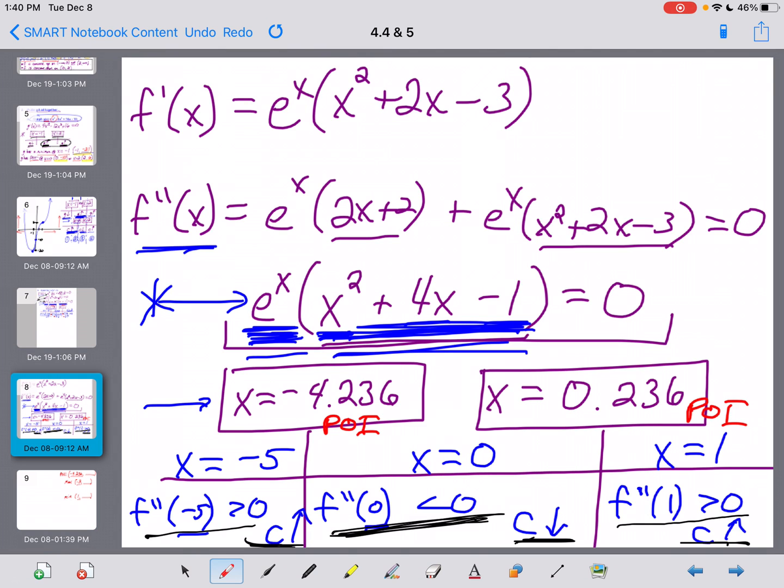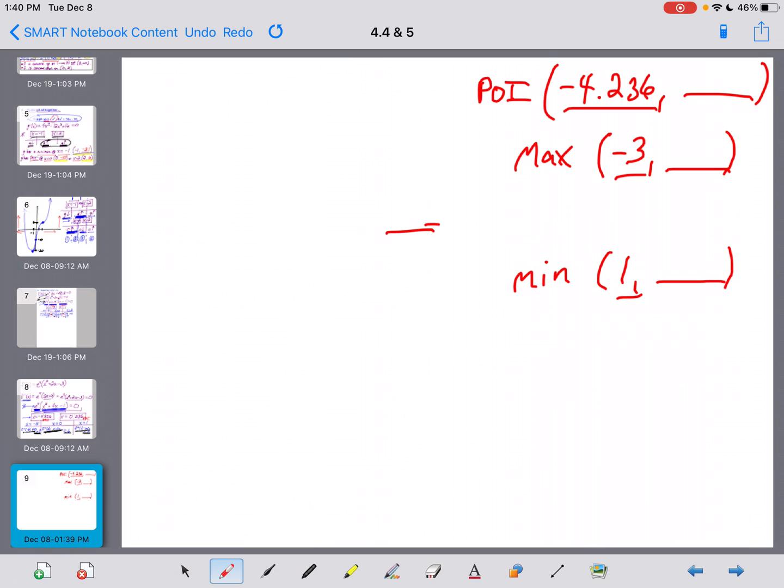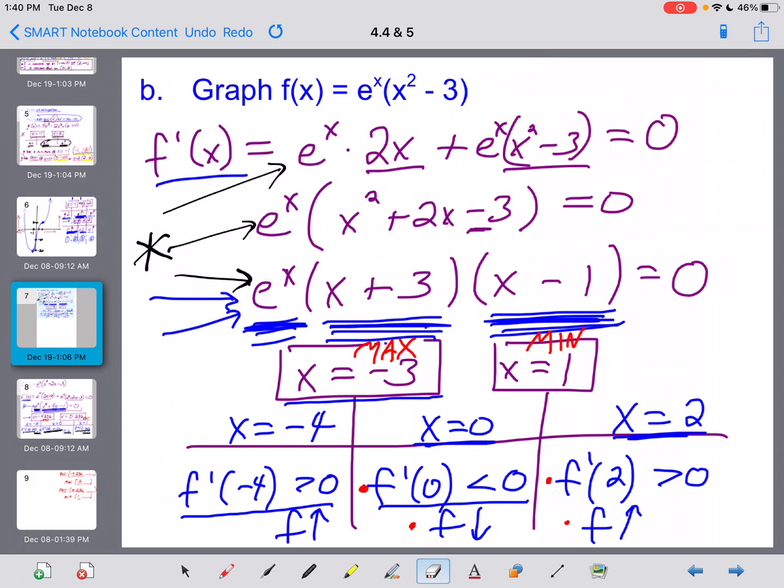The second x value was positive 0.236, and that is going to slot right in here. We have another point of inflection at 0.236, comma, and we've got to figure out that y value there. So what I'm working on here in red, everybody, is the list of the 4 points of interest that we're going to plot in trying to graph this function. Now, because this function is so difficult to deal with, because it's this weird hybrid of an exponential function times a polynomial, we're definitely going to need our calculator in order to do this.